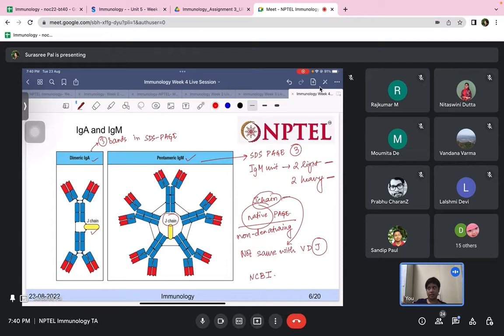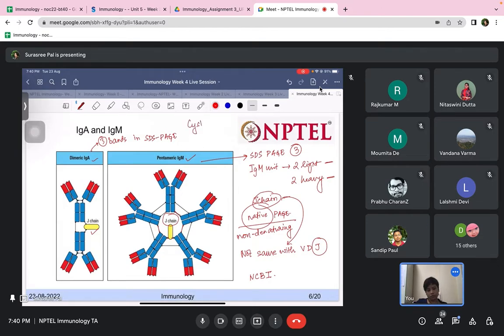And structure wise, if you want to investigate why it is forming this pentameric structure, you can see here that these are actually joined at the ends of the constant regions. There are some cysteine rich sequences at the end of these constant regions, which help in disulfide bond formation, which are held together by this J chain.